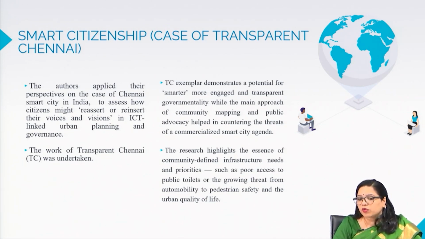While the main approach of community mapping and public advocacy helped in countering the threats of a commercialized smart city agenda. The research thus highlights the essence of community defined infrastructure needs and priorities, such as poor access to public toilets or growing threats from automobiles to pedestrian safety and the urban quality of life.